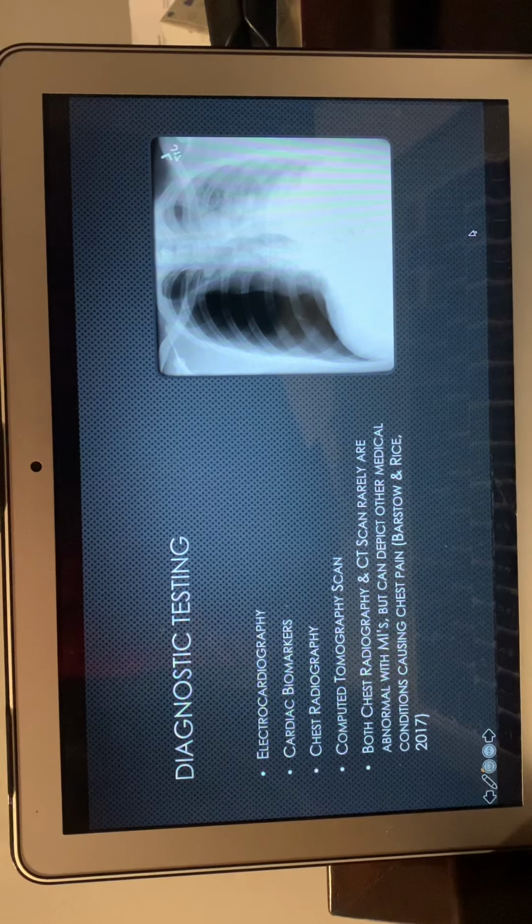Those are seen a lot, and those are caught actually with the cardiac biomarkers, so your troponins, creatine kinase, your myoglobins. All of those are going to be indicative of injury to the myocardium when you don't see the elevation.